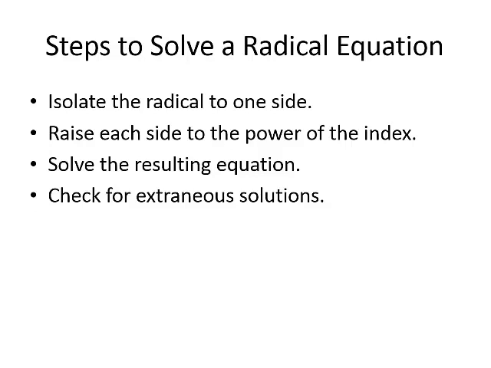To solve a radical equation, we will isolate the radical to one side, then we raise each side to the power of the index. But because we're doing just square root equations, the power of the index is understood to be 2. Then we solve the resulting equation, which will either be a linear or quadratic equation. And then we have to check for extraneous solutions, which means we have to go back to that original equation and plug in.